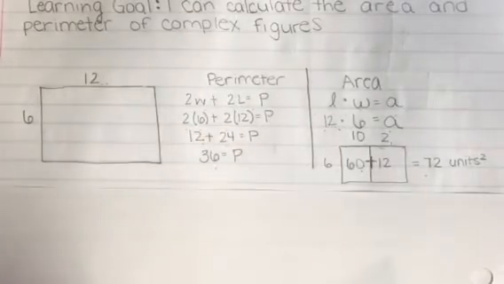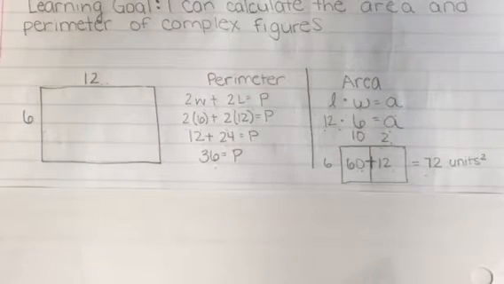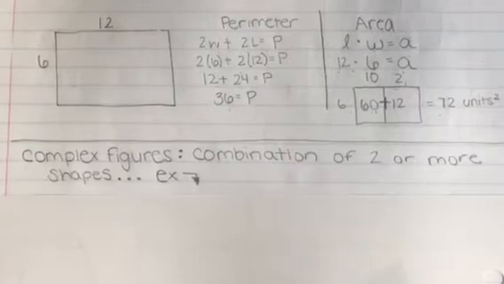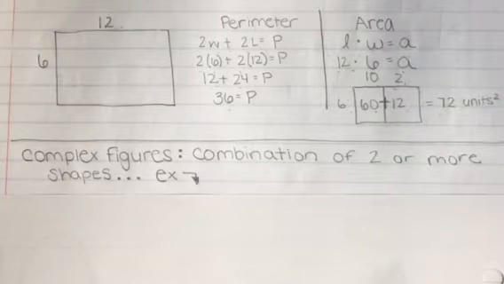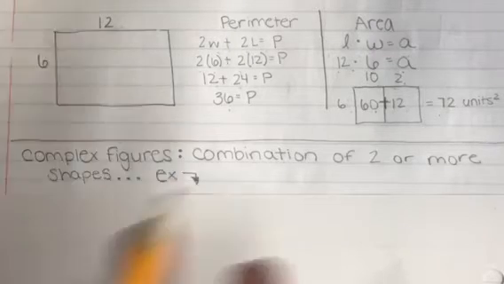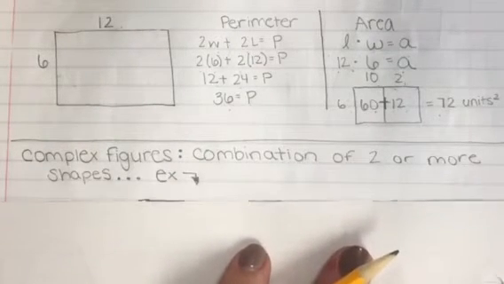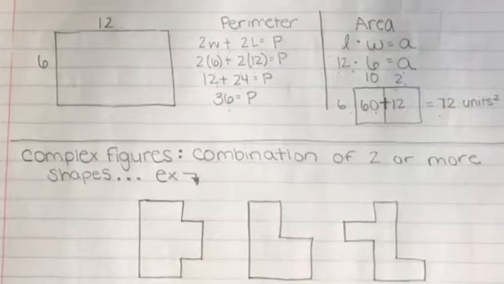We're going to move on to some stuff that's a little bit more difficult. So pause the video to get that copied down. Press play when you're ready to begin again. All right, so complex figures are a combination of two or more shapes. And here are a couple of examples of some complex shapes.